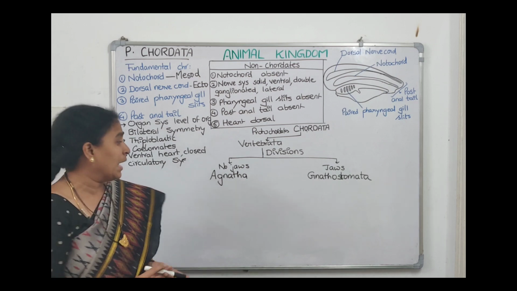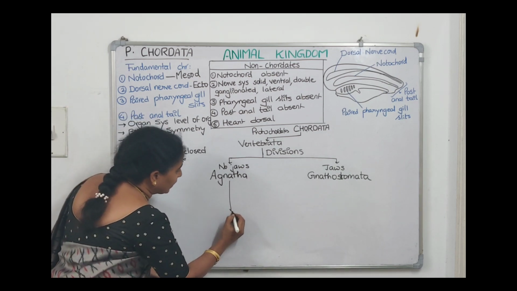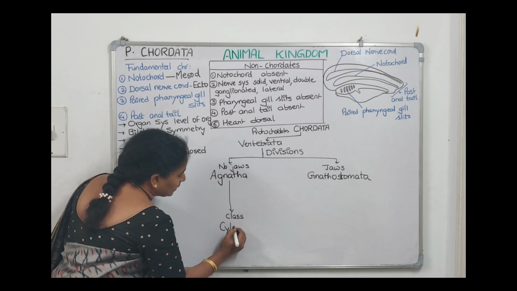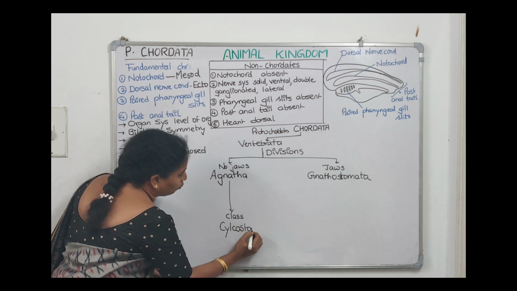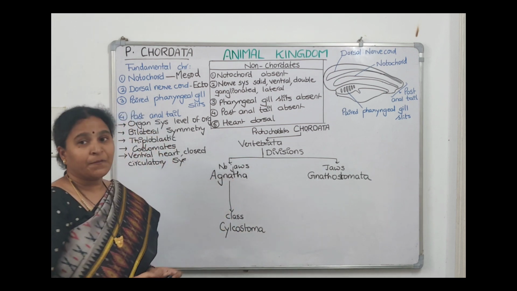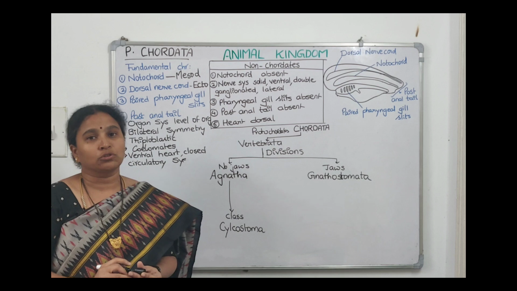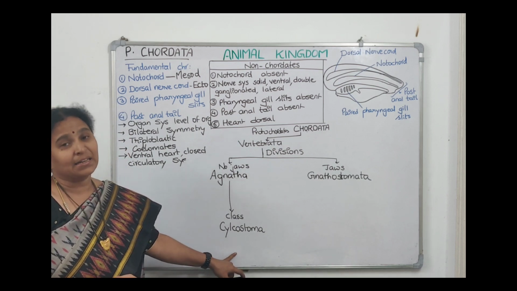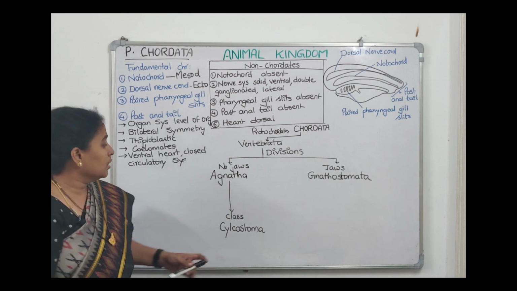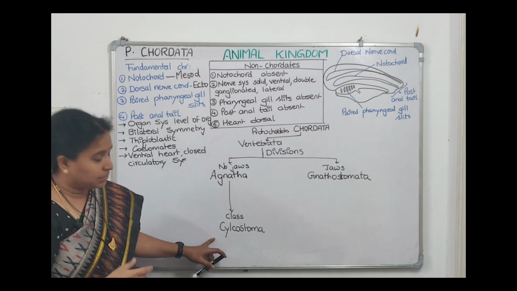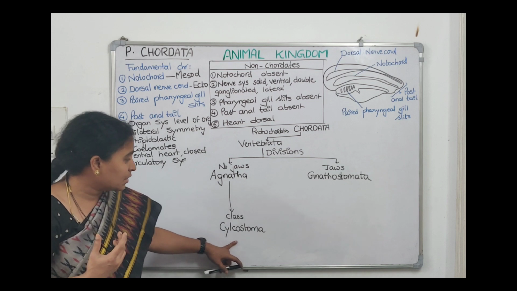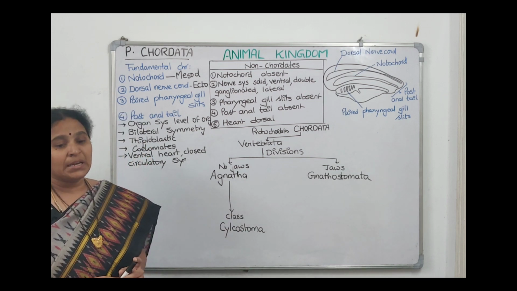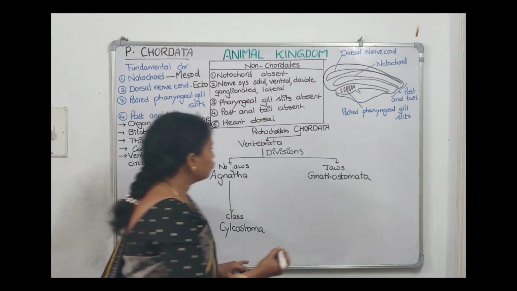Now coming to the division Agnatha. In Agnatha there is one class. The class of Agnatha is called Cyclostomata. Since jaws are not there, the stoma is cyclic, meaning a circular mouth. So the animals or the fish which have a circular mouth come under Agnatha. Now coming to Gnathostomata, Gnathostomata is divided into two superclasses.